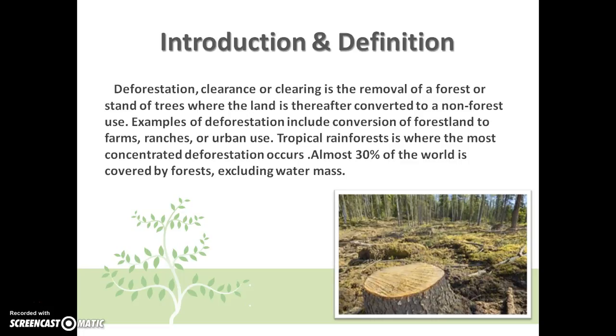For your information, deforestation is also known as clearance or clearing of a forest, where the land is thereafter converted to a non-forest use. Examples of deforestation include conversions of forest land to farms, ranches, or urban use. Tropical rainforest is where the most concentrated deforestation occurs. Almost 30% of the world is covered by forests, excluding water mass.